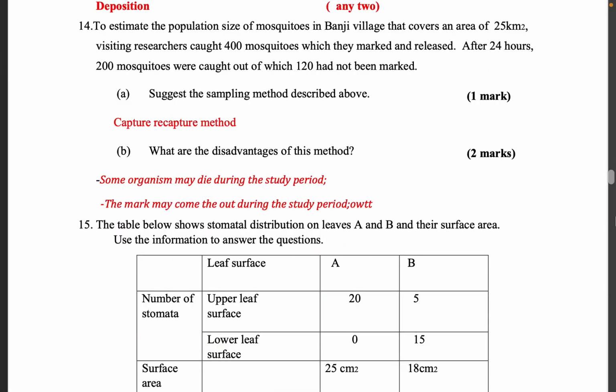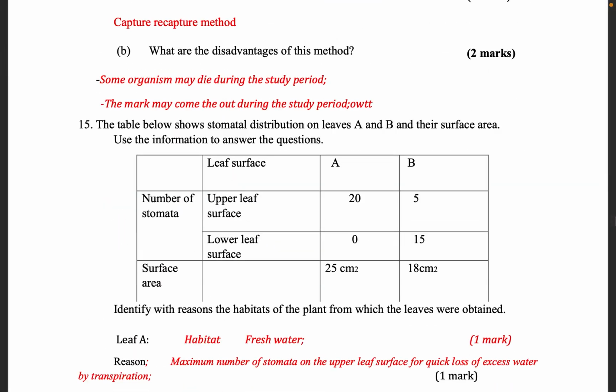Question 15. The table below shows stomata distribution on leaves A and B and their surface area. Use the information to answer the questions. Identify with reason the habitats of the plants from which the leaves were obtained. Leaf A, the habitat is fresh water.